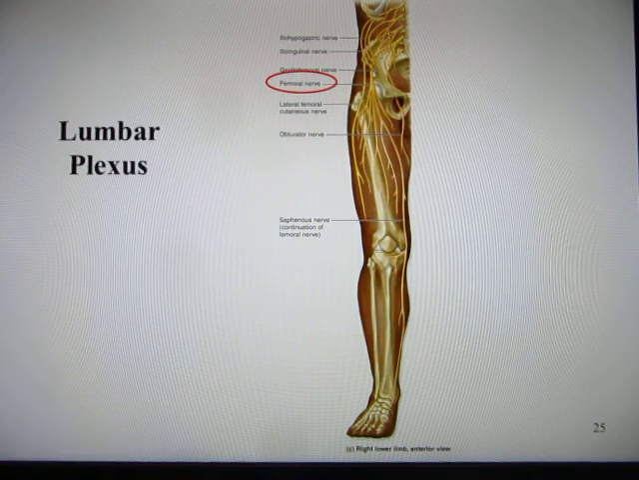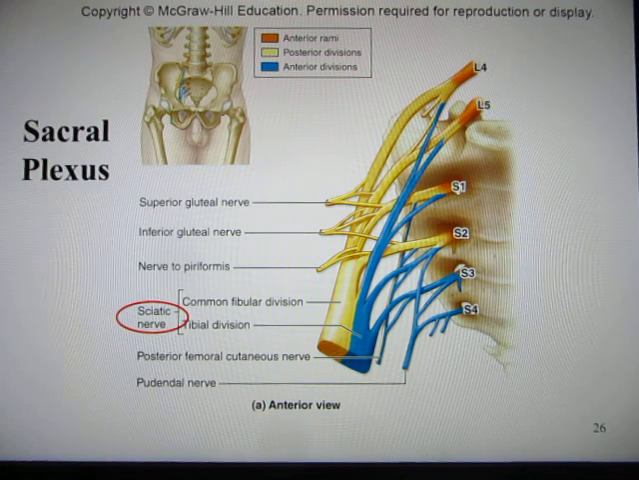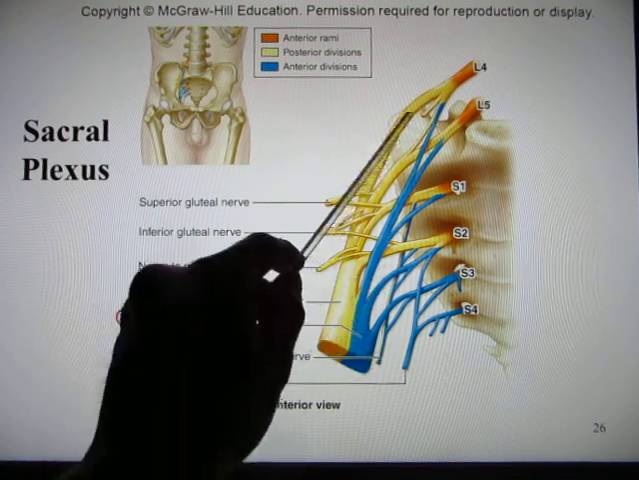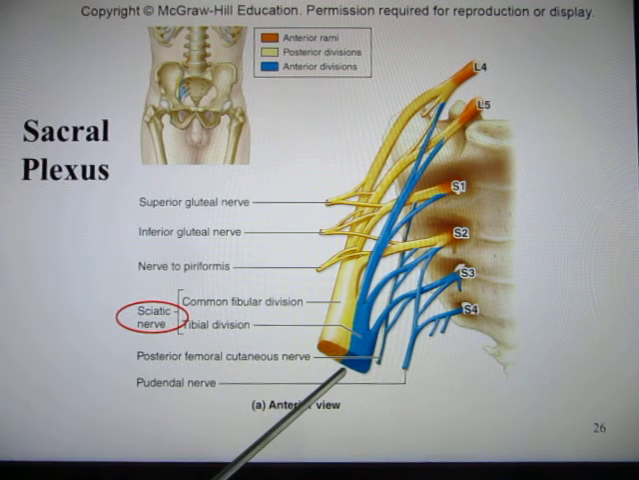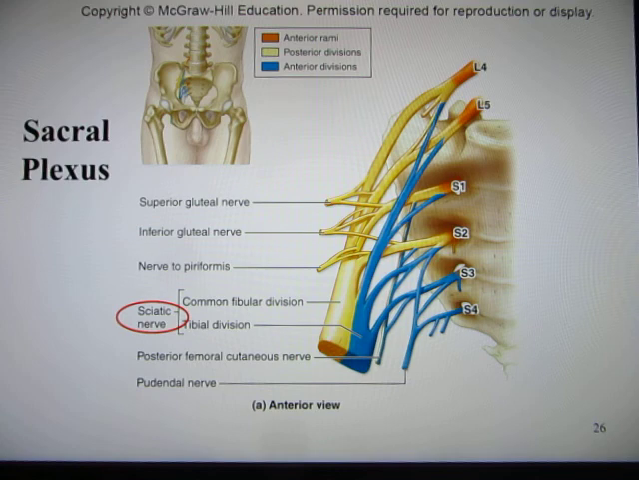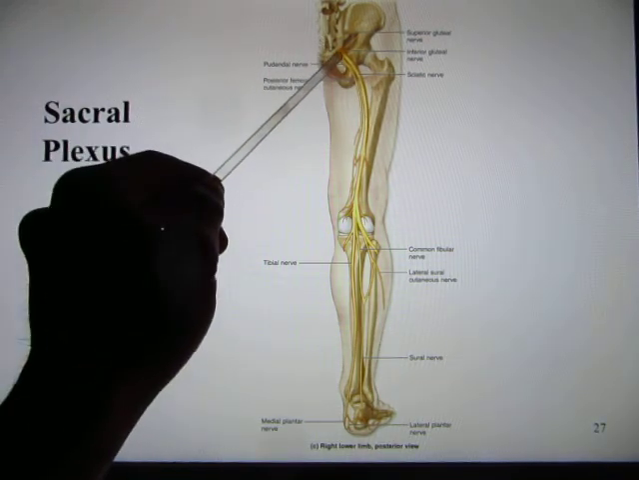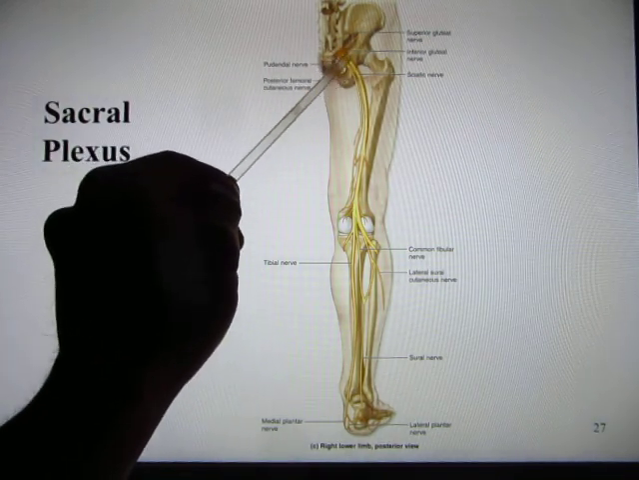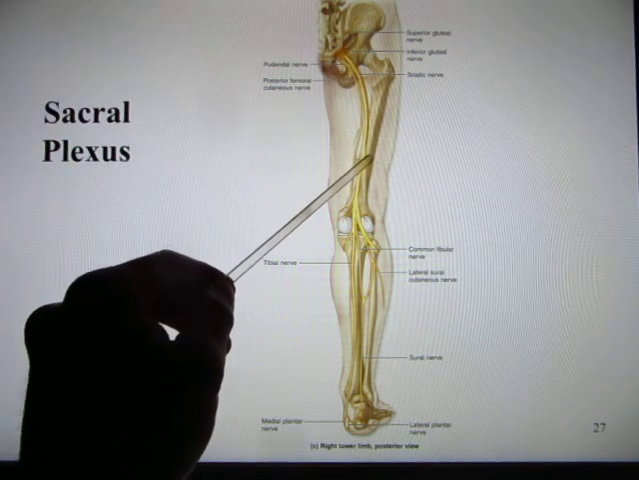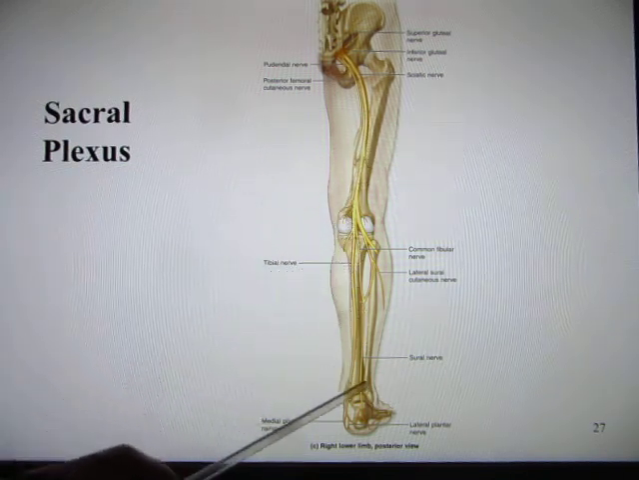Now let's look at the posterior part. The posterior part comes from the sacral plexus. The sacral plexus nerves crisscross together and become one huge nerve called the sciatic nerve. That's the nerve hidden inside your gluteus maximus. So that's your sacral plexus, and that's your sciatic nerve. It goes all the way down the posterior part and goes to your whole leg.